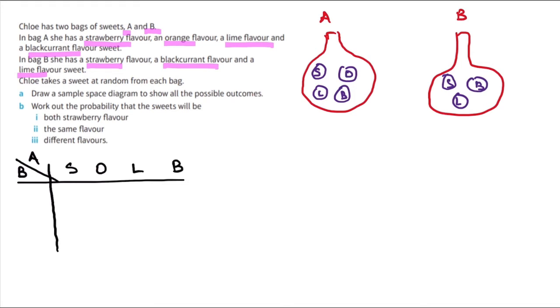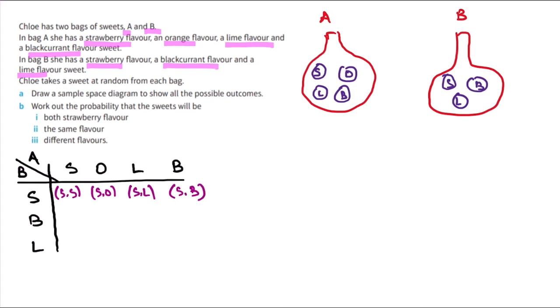What flavors you have in bag B, you're going to write down over here, which is strawberry, blackcurrant, and lime. Now you're going to write down all the possible outcomes of them, because this says to draw the sample space. The first one would be S and S. The other one would be S and O, then S with L, and then S with B. I'm taking the initials of the flavor. I'm not writing down the whole word strawberry or blackcurrant.